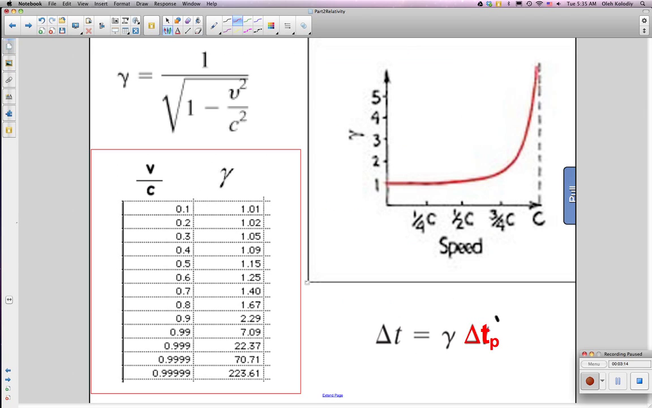The faster you go, the bigger the gamma becomes. And of course, you can never get to be c, because if v is equal to c, then you have 1 minus 1, which is 0, and 1 divided by 0 is undefined.